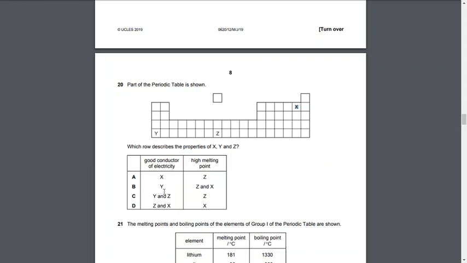Regarding high melting point, we're gonna go through the options. So once again, Y and Z are good conductors of electricity, and Z has a high melting point. Over here, X is a good conductor of electricity. No, that's not correct. But yes, this is correct, but still it's not the option. Y, Z and X, once again not an option. Y and Z, yes, that's the right option. So it's C.